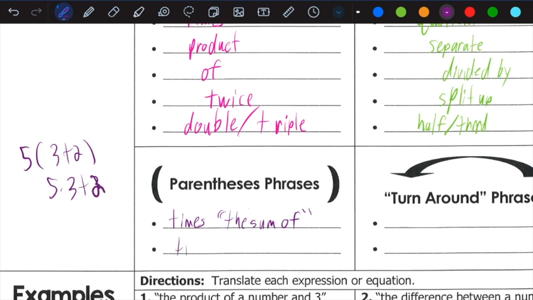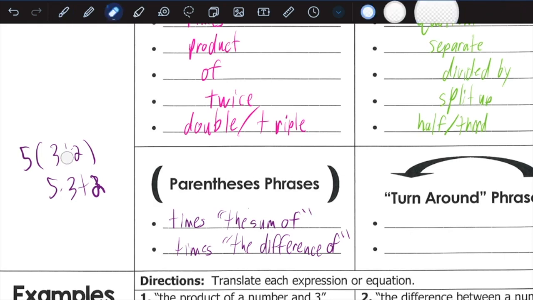And if you were to see something similar, times or divided by the difference of, it's just the other side of the coin, where difference means subtraction, and so it's a result of subtraction. If I were to just change this to a subtraction symbol, we could use the exact same example of saying 5 times the difference of 3 and 2, meaning we subtract 3 and 2 first, and then the result of that gets multiplied, instead of 5 times 3 first minus 2.